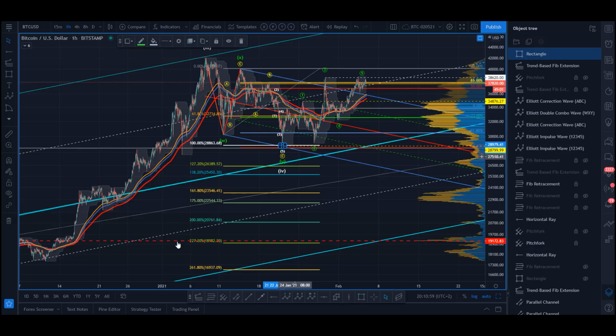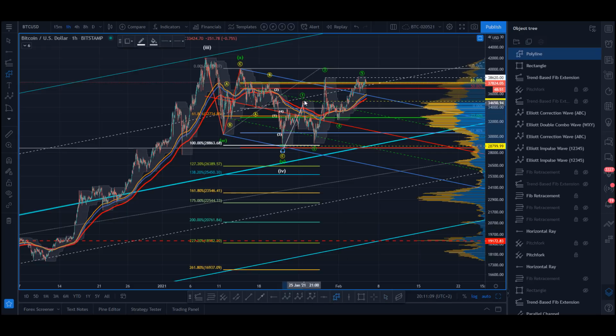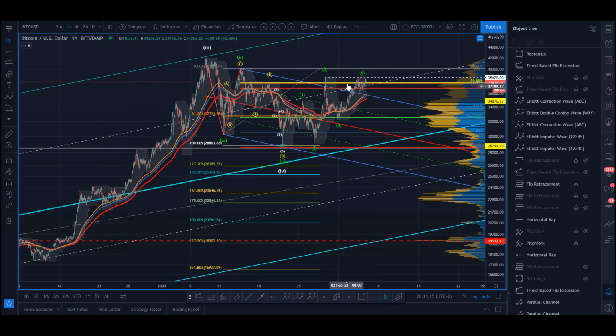Now this is deeper than you'd like, but considering this ends up being a diagonal, that's kind of what you're anticipating. It's the choppiness, rather than that smooth impulsiveness. A diagonal is this choppiness, right? It's a bit of indecision in the trend.